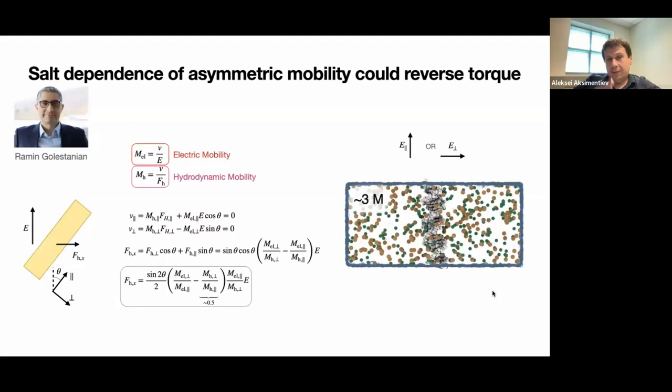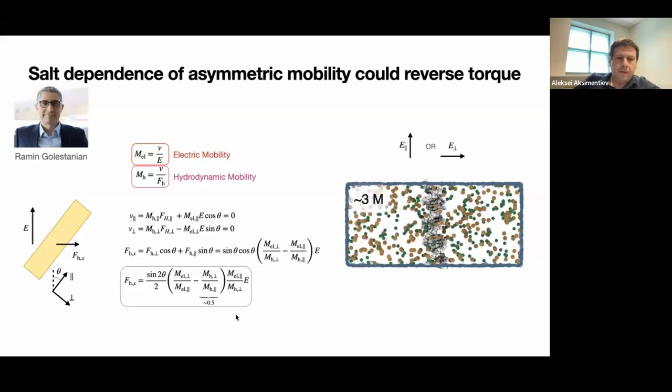The first thing to say is that theoretically, and this came from Stan, it should be possible to reverse the direction of rotation when you change the electrolyte conditions, because if you do the math, it all comes down to the ratio of electrophoretic mobility along the helix and against the helix versus the hydrodynamic mobility along the helix and against the helix. This hydrodynamic mobility can be estimated theoretically, but also simulated directly by using a spring and pulling the DNA helix along its axis and normal. It's about 0.5, and it's insensitive to the electrolyte conditions.